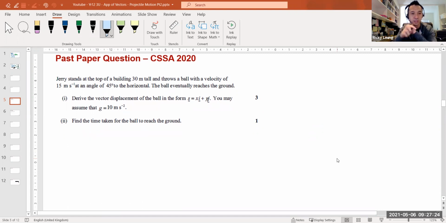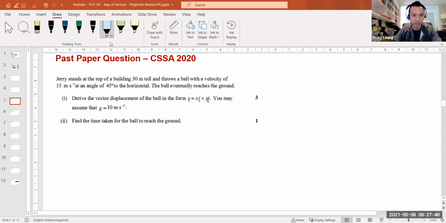So let's read this. Jerry stands at the top of the building, 30 meters tall. So he's got initial height. Throws a ball with velocity at 45 degrees to the horizontal. So actually launches off with height. Ball eventually reaches the ground. Perfect. Okay, cool. Now, with this, there's a number of things that are given, right?